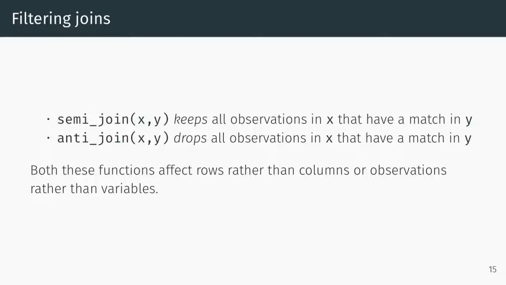Okay, so on to our second of three topics, the filtering join. The filtering join is simple. These functions affect rows rather than columns. You could also think of them as affecting observations rather than variables if you come from the kind of experimental science background that uses those. We typically say rows and columns in databases.